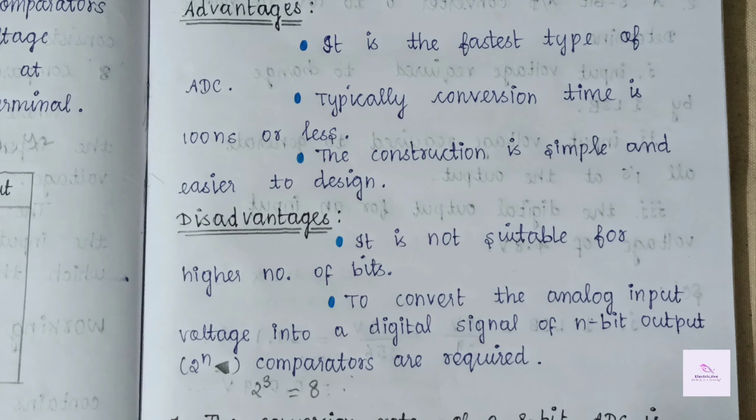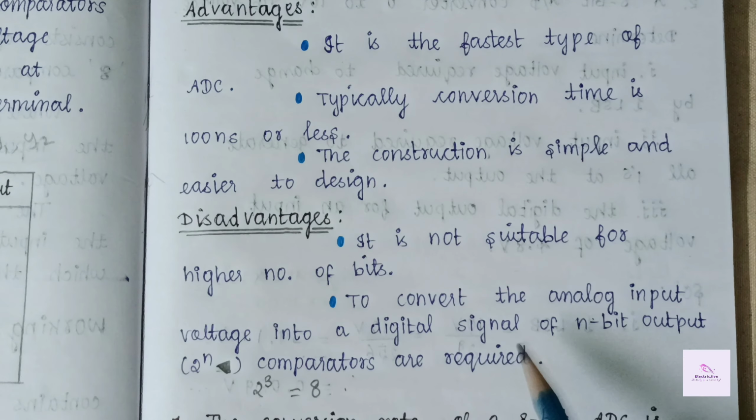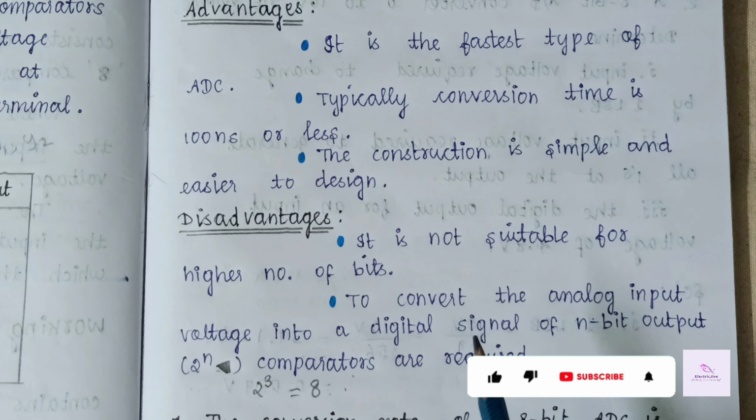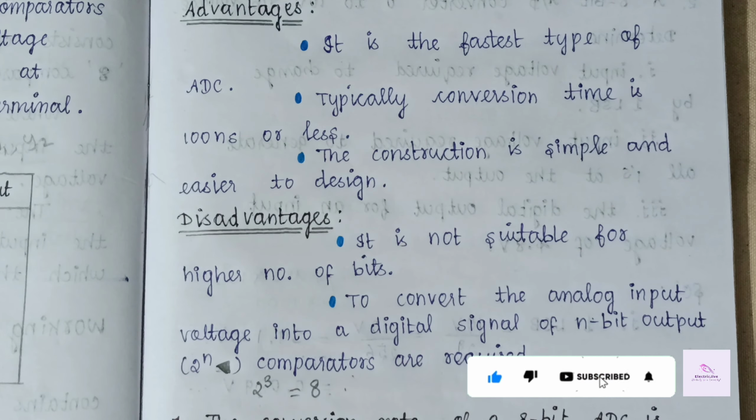These are the disadvantages, where the number of comparators required doubles for each added bit. This is the full explanation of the flash type ADC.